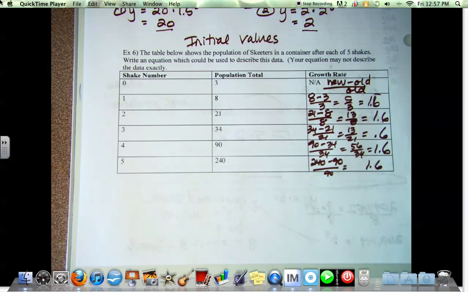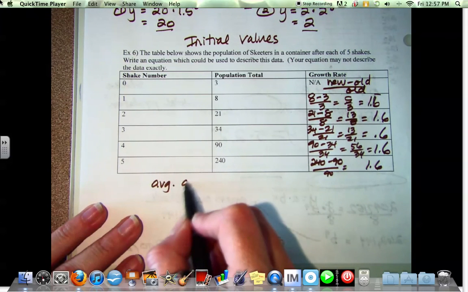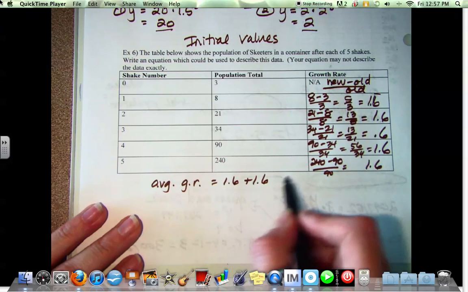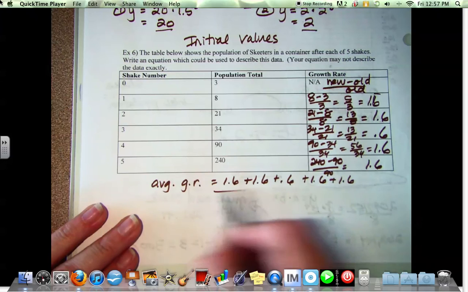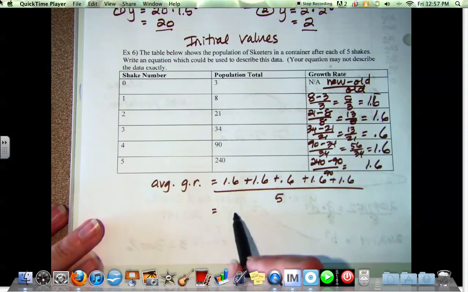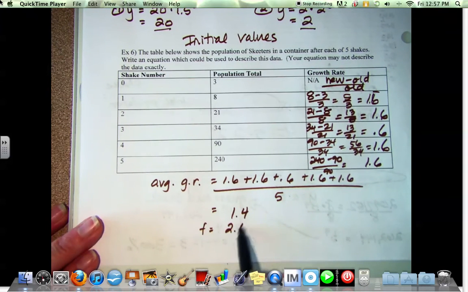Do we have the same growth rate for each shake? Except for one. So how do we find an average growth rate? Very good. So our average growth rate, we need to add 1.6 plus 1.6 plus 0.6 plus 1.6 plus 1.6 and divide it by 5. 1.4. So that means that our factor is 2.4.